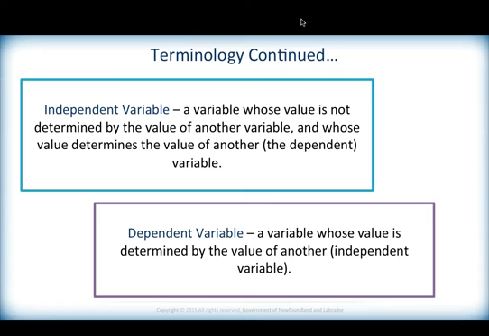The dependent variable is a variable whose value is determined by the value of another. So it depends on the independent variable and what's going on with that. And again, if you're looking at a table of values, that will be the second column in the table of values. Or if you're looking at a graph, that would be your y-axis, the vertical axis.